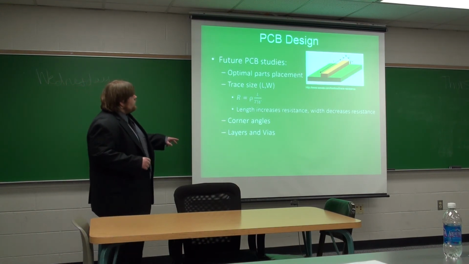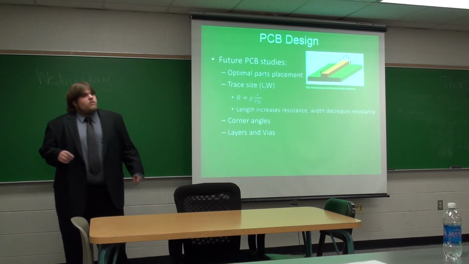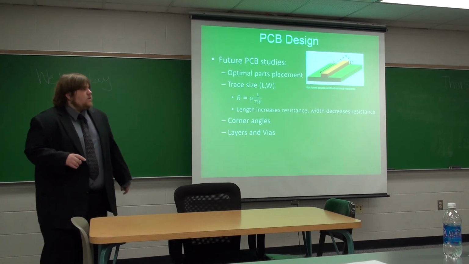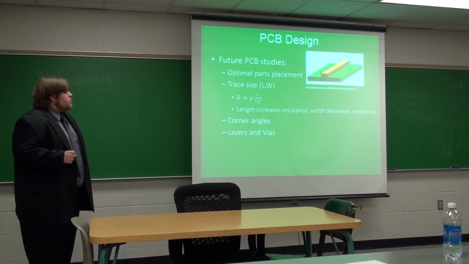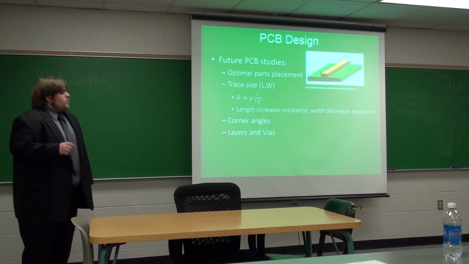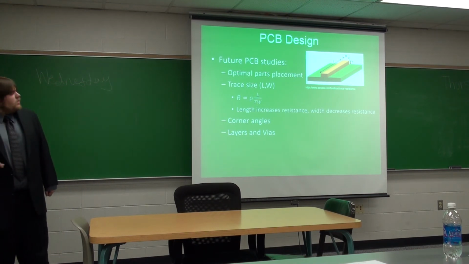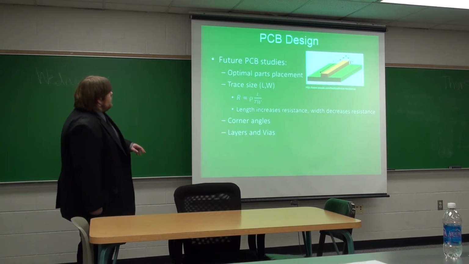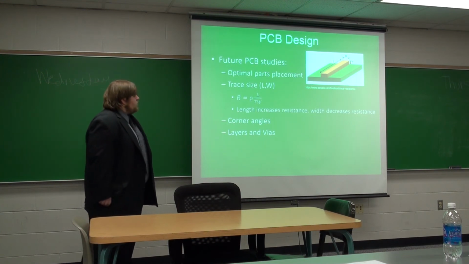Another thing is the corner angles on the PCB. If you have 90-degree corner angles, then there's going to be more interference in your circuit, so we need to experiment with rounded edges and 45-degree angles. And finally, we're going to experiment with layers and vias and how they affect the resistance of the overall circuit.